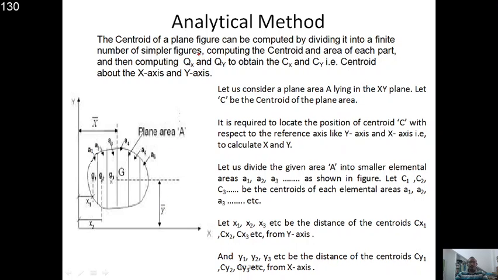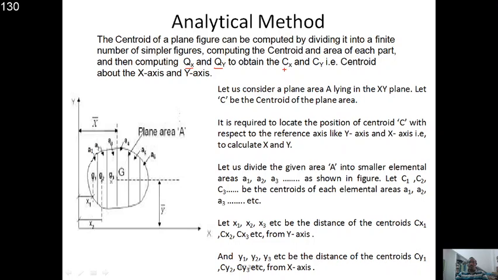Right. After obtaining the x and the area, you can easily obtain Qx and Qy, because Qx is equal to Ax, Qy is equal to Ay. Now there are n number of area segments, hence Qx is equal to sigma Ax and Qy is equal to sigma Ay. That means A1x1 plus A2x2 plus A3x3 like that. And Qy, sigma Ay, is equal to A1y1 plus A2y2 plus A3y3 like that.